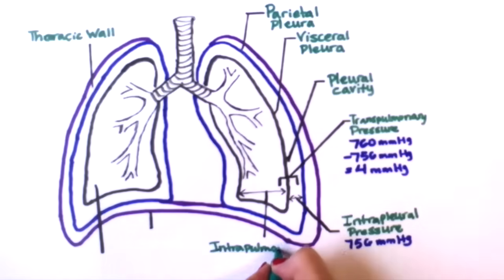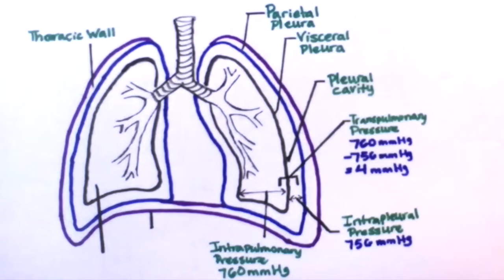The intrapulmonary pressure is 760 millimeters of mercury, which is the same as the atmospheric pressure. However, the intrapleural pressure is slightly less. It's 756 millimeters of mercury, and this slightly less pressure, or as we may say, negative pressure, allows for inspiration to occur.